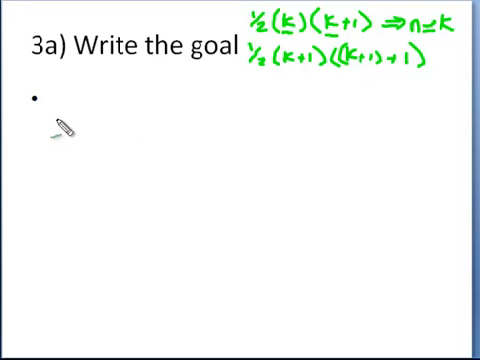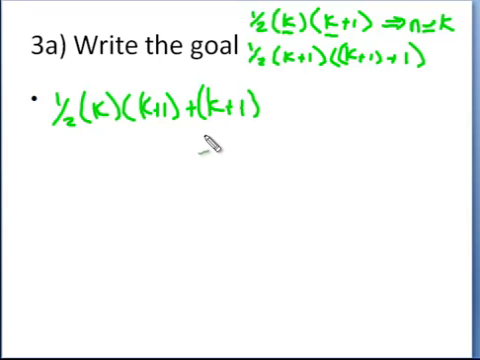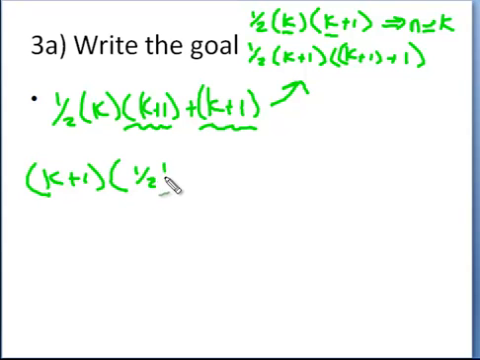So now we go back to the sum where we had 1/2 k times k plus 1 plus k plus 1. Remember when we added k plus 1 to both sides? And what we want to do is manipulate it so it looks like that goal. So the first thing we'll do is factor out the k plus 1. So we'll have k plus 1 times 1/2 k plus, when we factor out the k plus 1 here, we're left with 1.